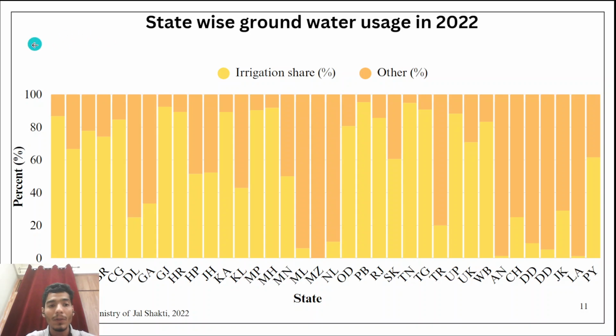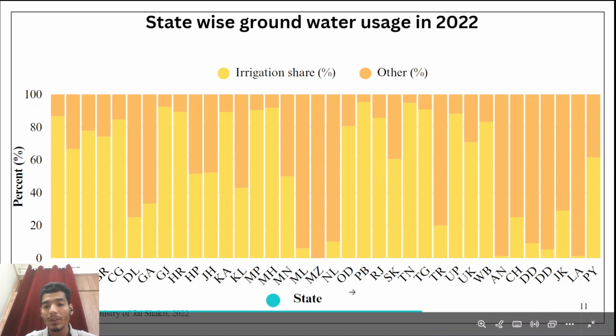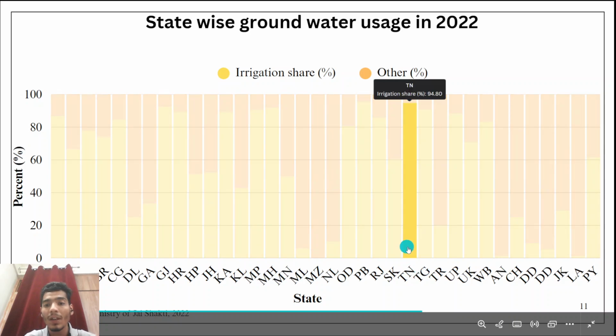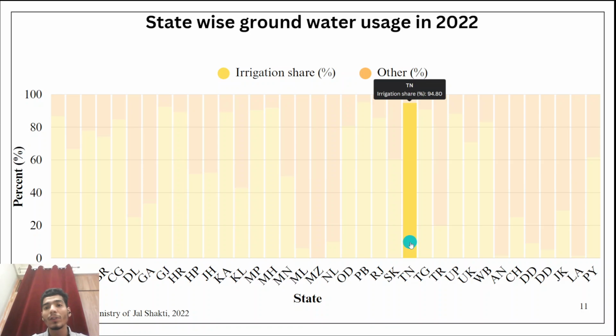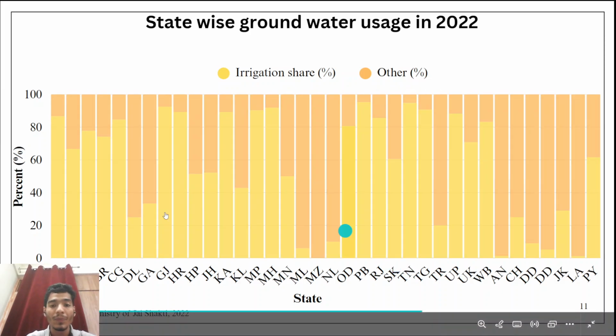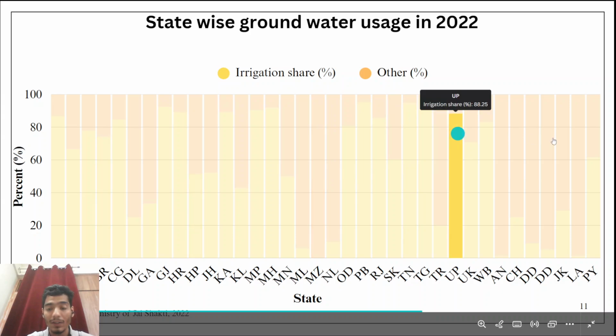And not only that, but if I want to go to any particular state, for example, if I have to go on Tamil Nadu, I can just hover my arrow on it, and it will show that in Tamil Nadu, 94.80% of groundwater is used for irrigation purposes. So this is what makes this graph interactive.